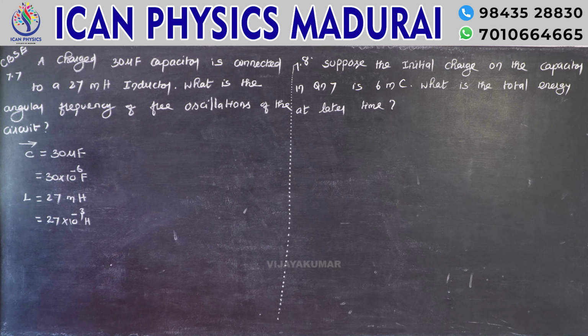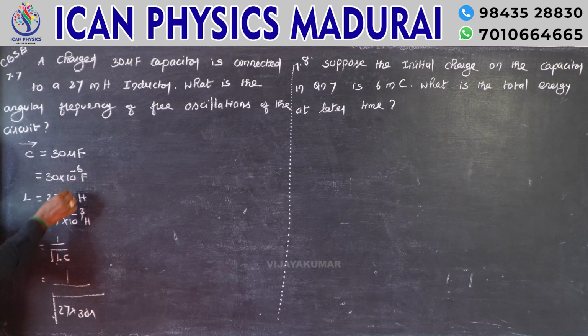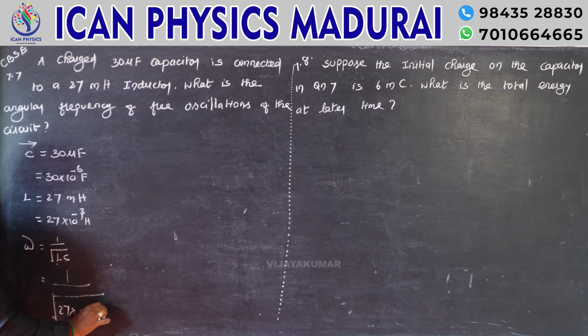What is the angular frequency? So angular frequency equal to 1 by square root of LC. Now 1 by square root of L. So what is the value of L? 27, into C. C is 30. Into here we are having 10 to the power minus 6. Into here we are having 10 to the power minus 3.